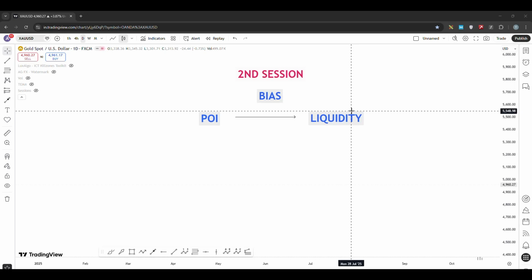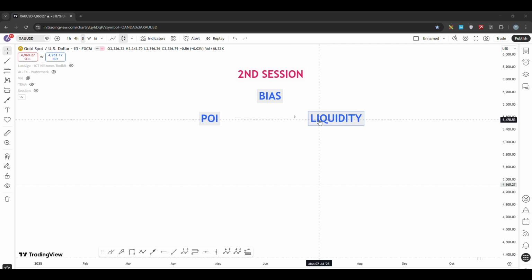Hello, guys. Welcome to the second session of the course, which is also going to be bias. In this class, we'll be winding up whatever we have studied in the first session, and also I will give you some added information about bias and some different kinds of things as well. So we'll go through all of those, and this will help you to understand how market moves between POI and liquidity.